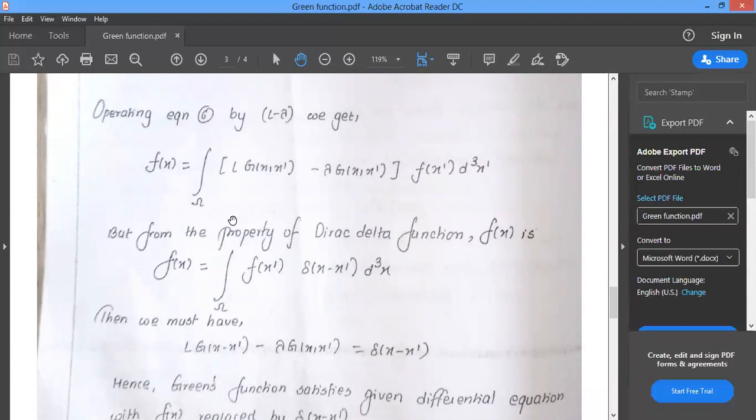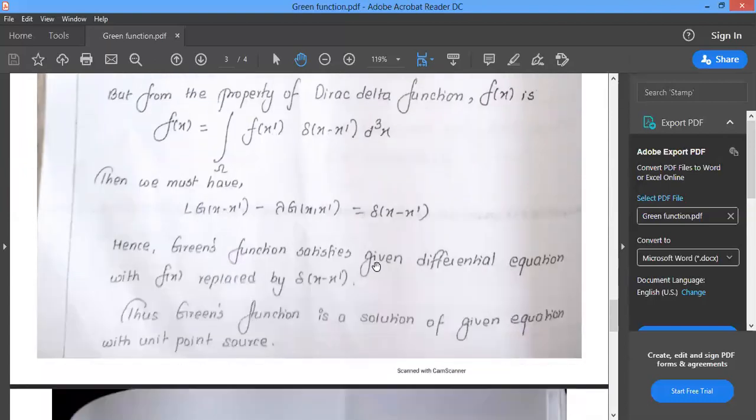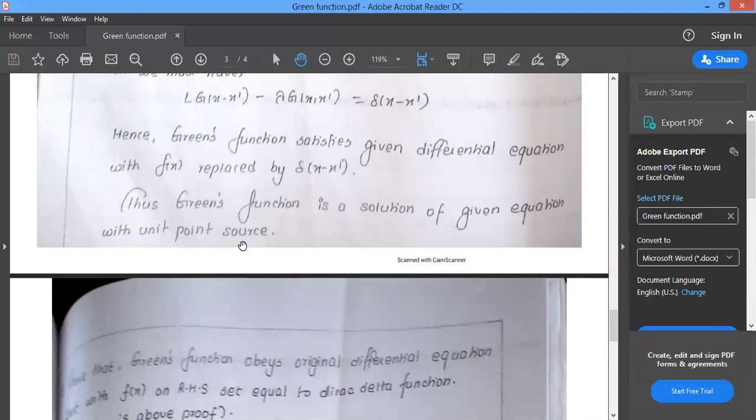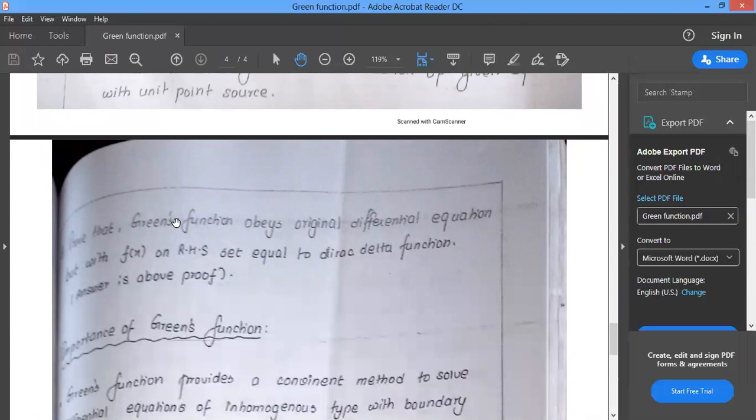So we get this integration over the whole values. This means f(x) equal to x'. This and this equal what? This is delta(x, x'). We put here delta(x, x'), and the remaining part L G(x, x') is the same and lambda G(x, x') is the same. Hence the Green function satisfies the differential equation with f(x) replaced by delta(x, x'). Thus the Green function is the solution of the given equation with the unit point source.